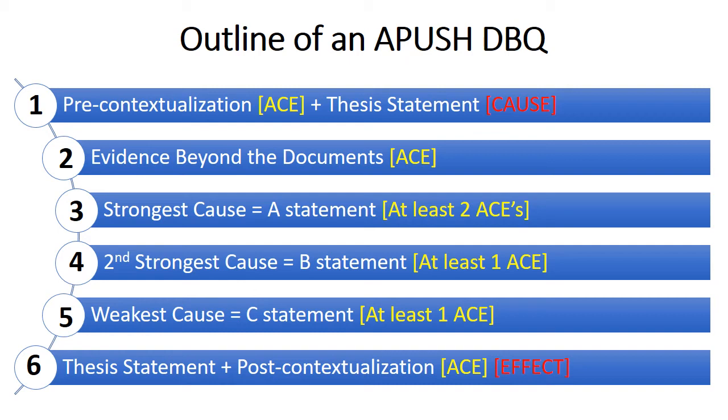Your third paragraph is going to be your strongest cause. You're going to have at least 2 aces to support your A statement. Your fourth paragraph, your second strongest, your B statement with at least 1 ace. And then your fifth paragraph, your weakest cause, your C statement with at least 1 ace in that as well. You'll finish up the document-based question with a thesis statement and a post-contextualization, and that will be the effect of World War I.